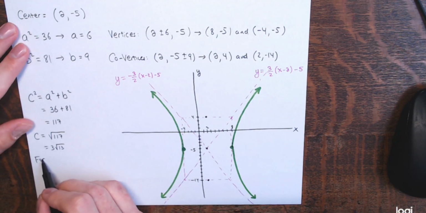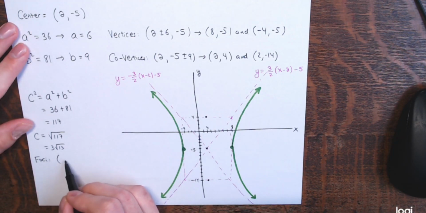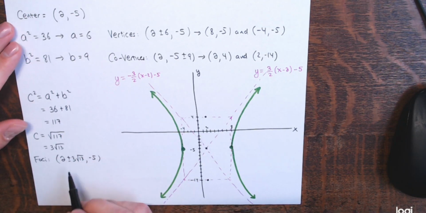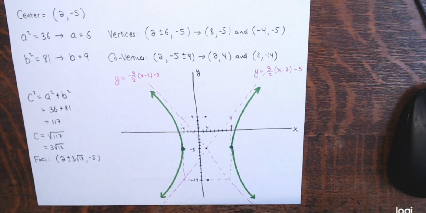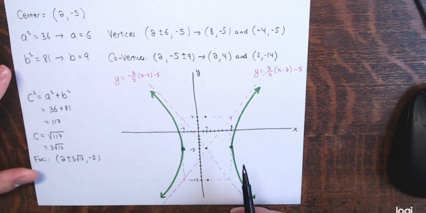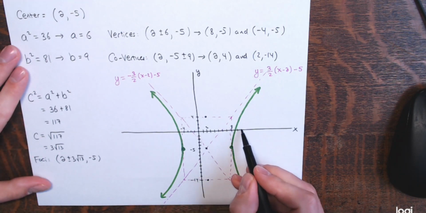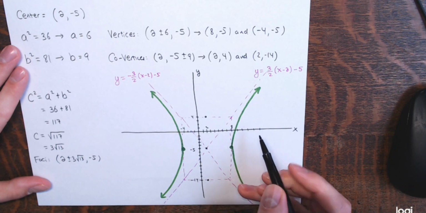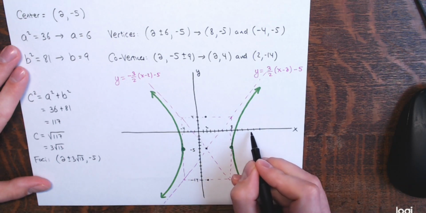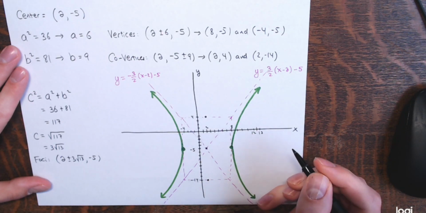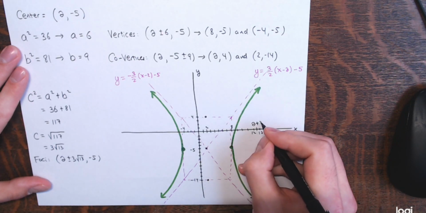So the foci are, you're going to be adding this and subtracting this value from the x coordinate of the center. So 2 plus or minus 3 root 13 comma -5. Now the square root of 117 is between 10 and 11 units. So that was what, 6 units, right? And then 7, 8, 9, 10, 11. So 9, 10, 11, 12. So between 12 and 13 on the x-axis is 2 plus 3 root 13.